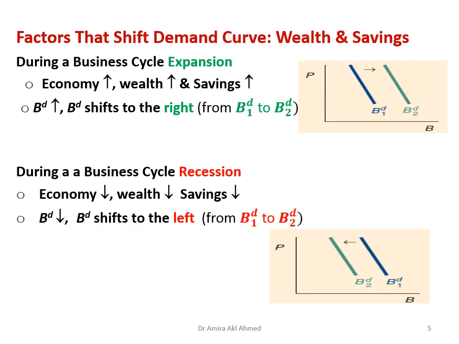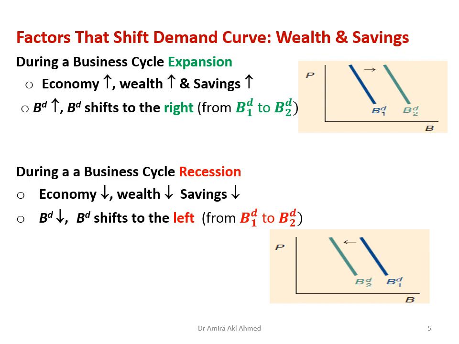Variations in wealth cause the demand curve for bonds to shift either to the right or to the left. Shifting the demand curve for bonds to the right is associated with a business cycle expansion in which wealth grows. In contrast, in a recession, when income and wealth are falling, the demand for bonds falls, and therefore the demand curve shifts to the left.